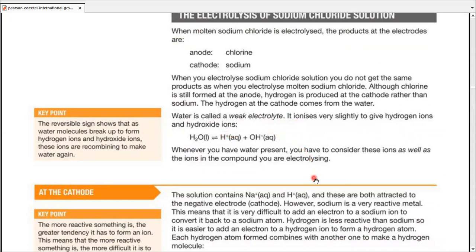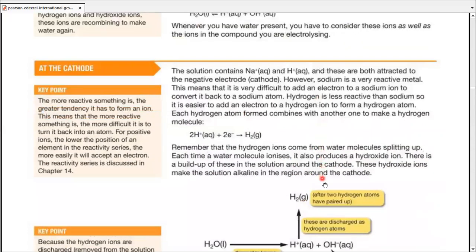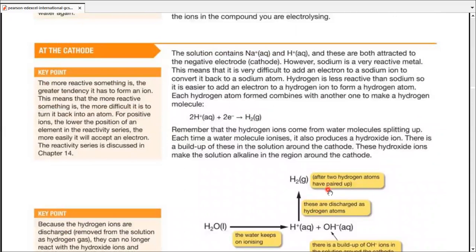Whenever you have water present, you have to consider these ions as well as the ions of the compound that you are electrolyzing. So what exactly happens at the cathode? Let's discuss the reasons why we are getting hydrogen gas at the cathode and not sodium deposited. The solution consists of both ions. They are both attracted to the negative electrode. However, sodium is a very reactive metal. This means it's very difficult to add an electron to a sodium ion to convert it back into a sodium atom. Hydrogen, on the other hand, is less reactive than sodium. So it is easy to add an electron to a hydrogen ion to form a hydrogen atom.